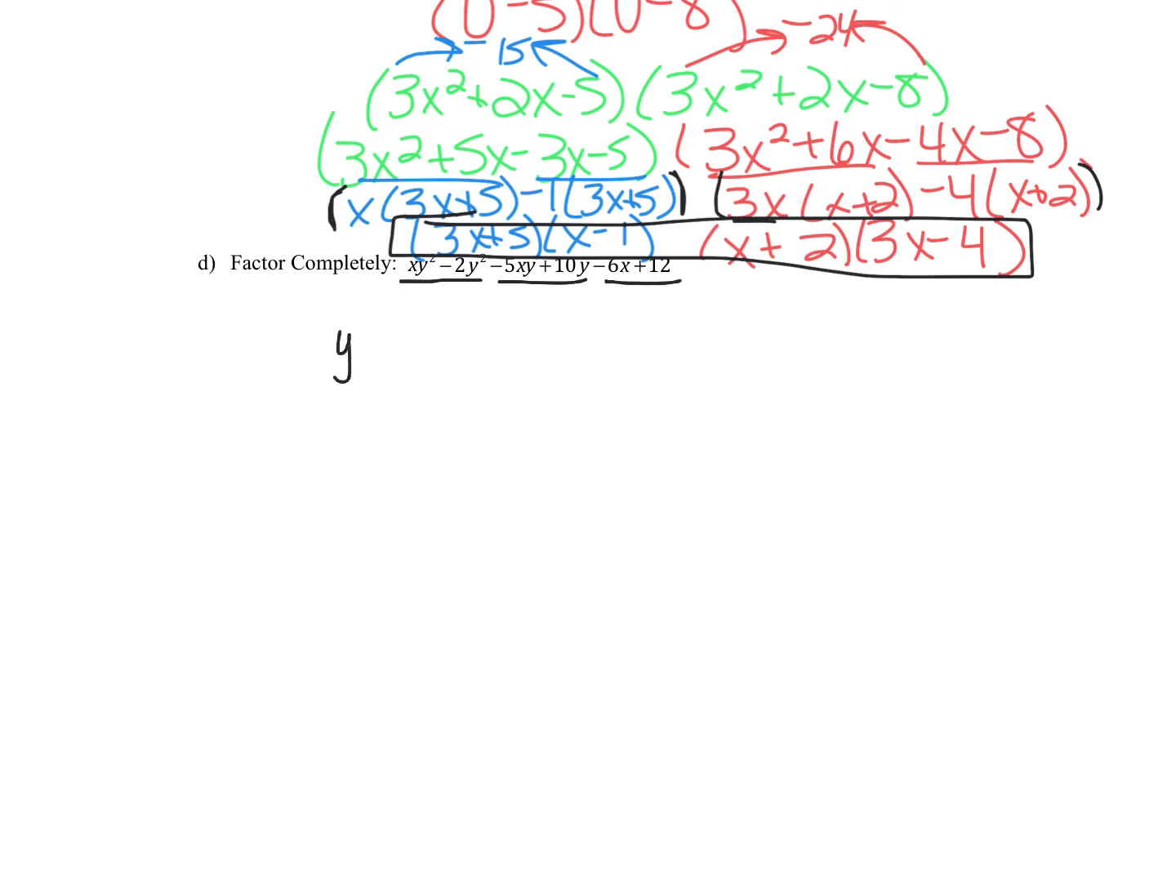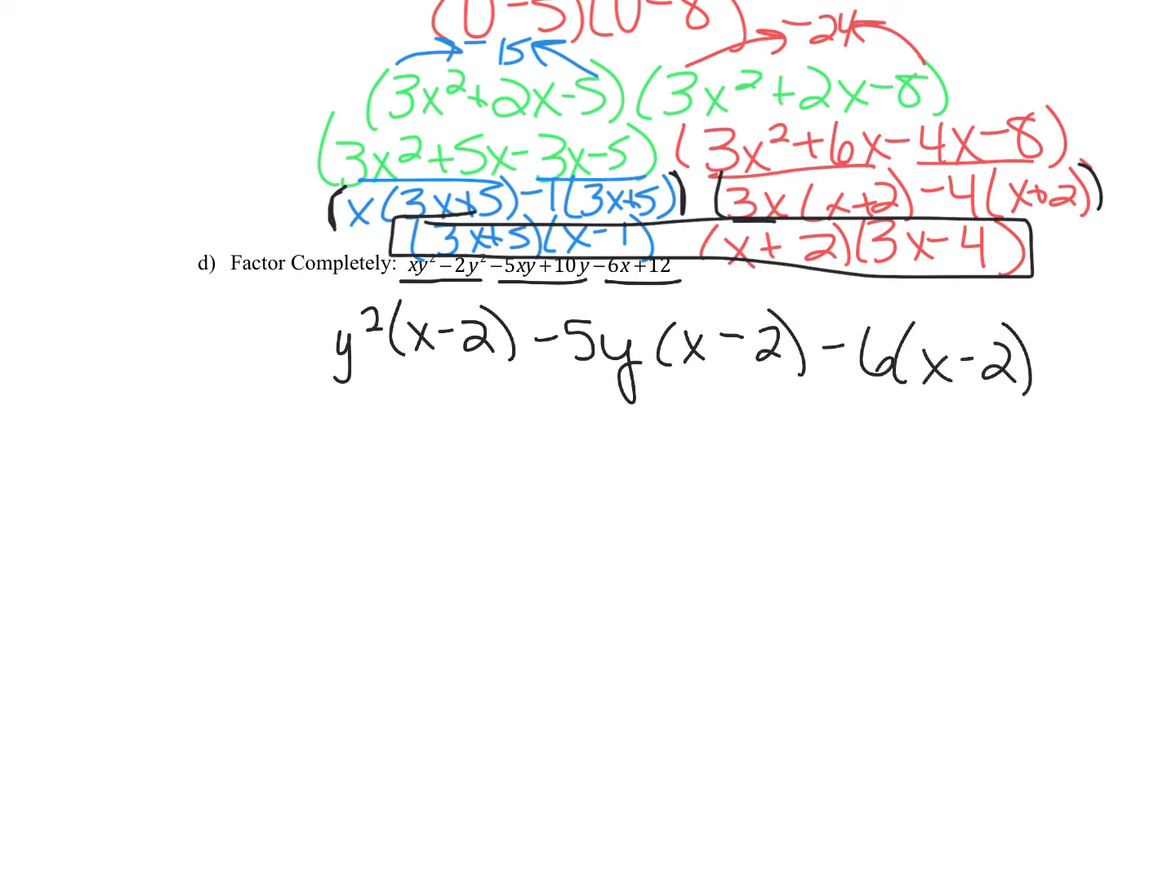So in my first 2, I take out a y squared, and I have x minus 2. In my second group, I can take out negative 5y. And that gives me x minus 2. And in my last group, I can take out a negative 6, and that gives me x minus 2 again. So that looks good. I'm going to take out the common factor of x minus 2, and that leaves me with y squared minus 5y minus 6.